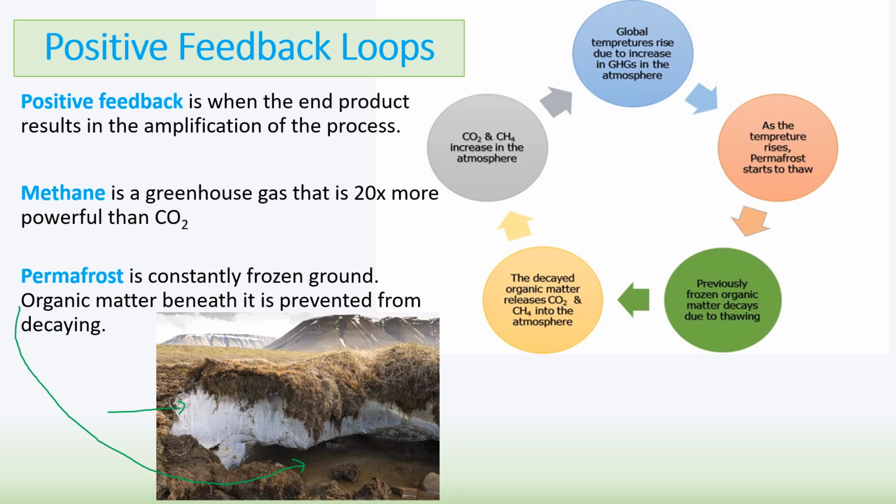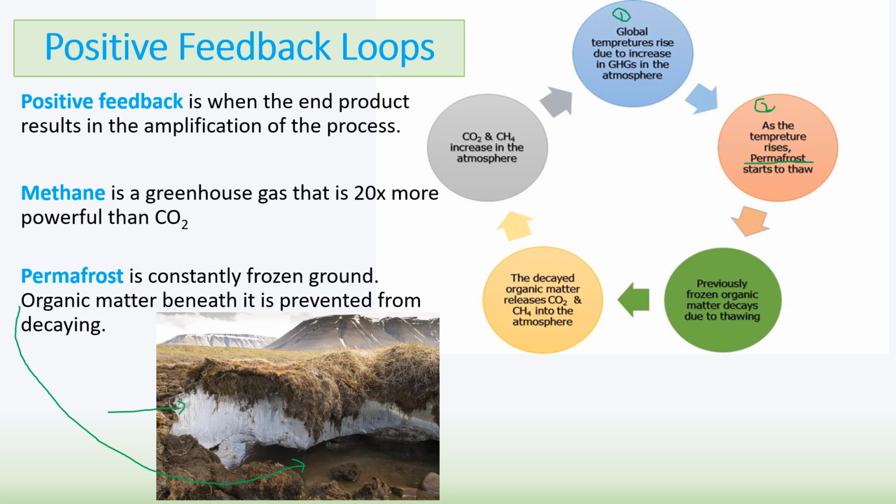If that did decay, it would release tons of methane and carbon dioxide into the atmosphere, and as long as the ice is there, that won't happen. But a global rise in temperatures, caused by producing more greenhouse gases in the planet, is starting to cause the permafrost to thaw, so to melt.